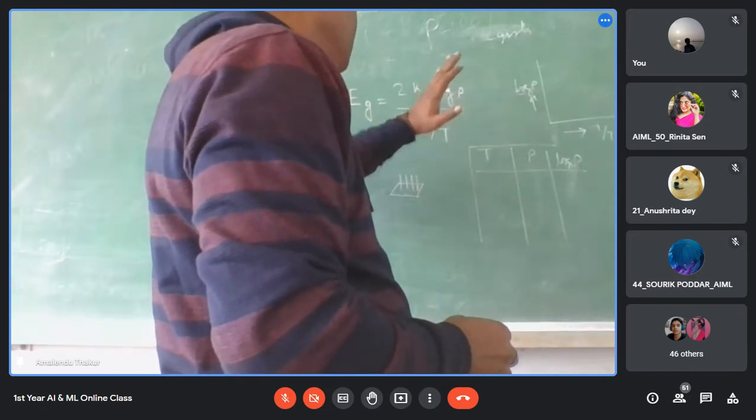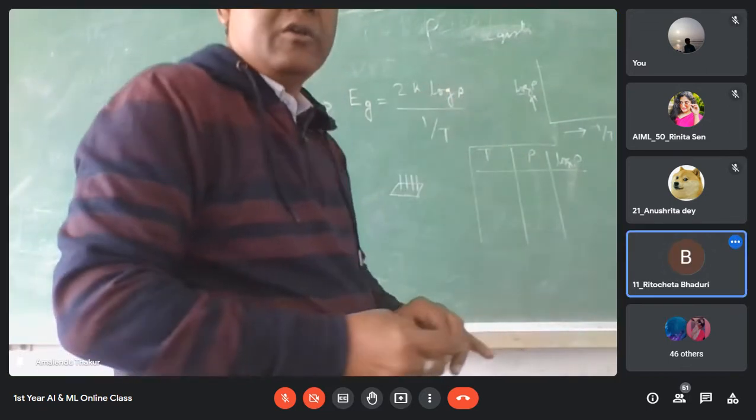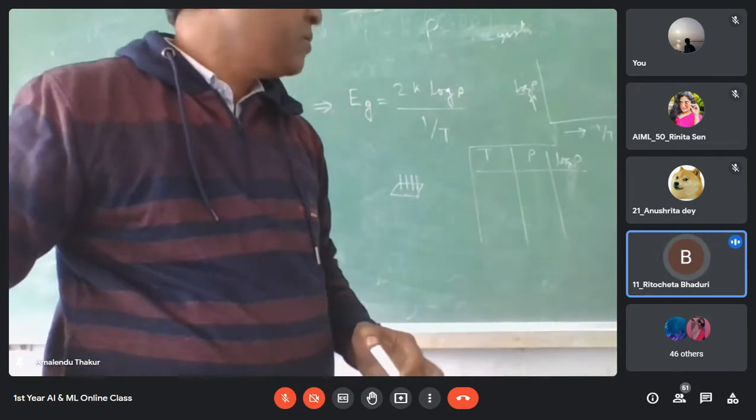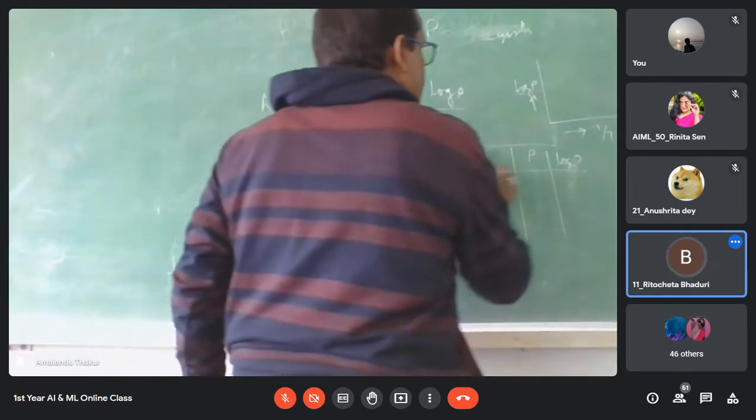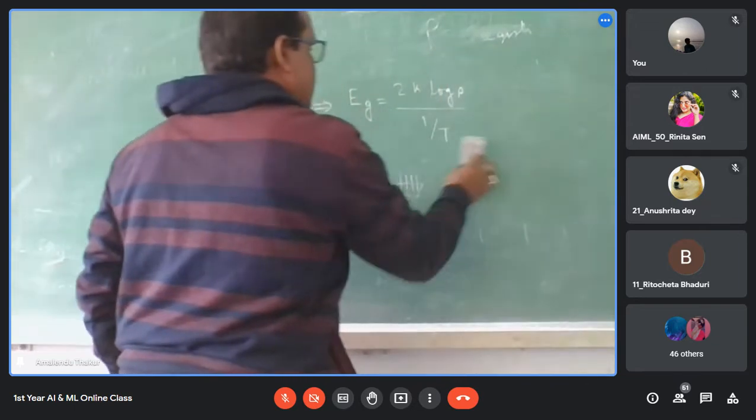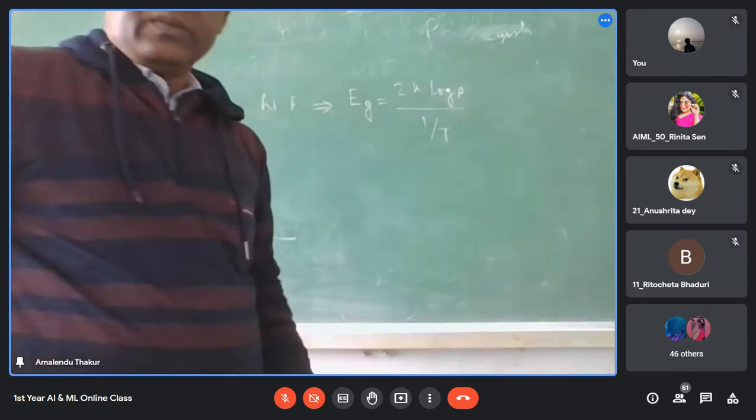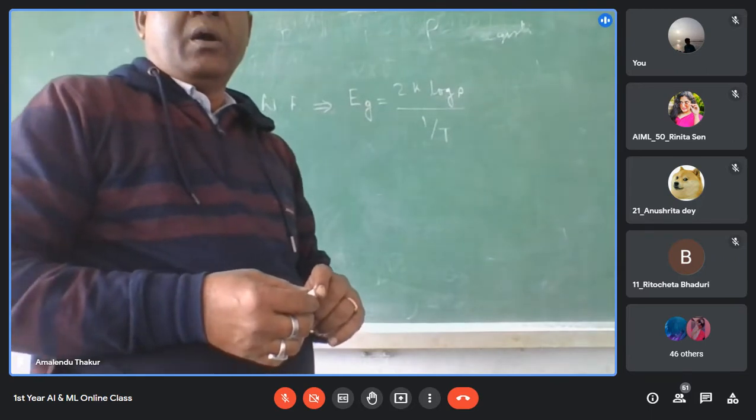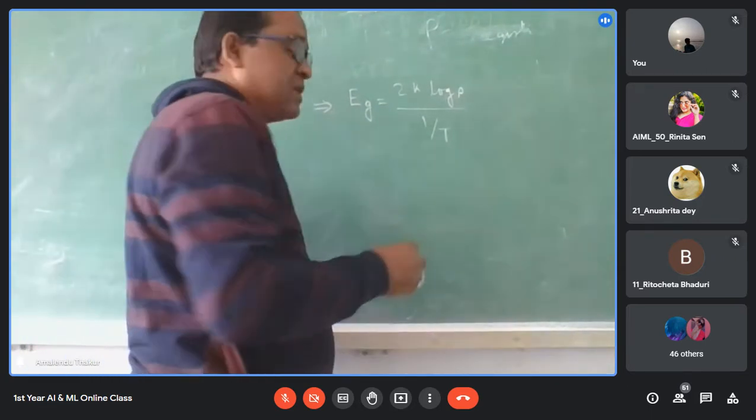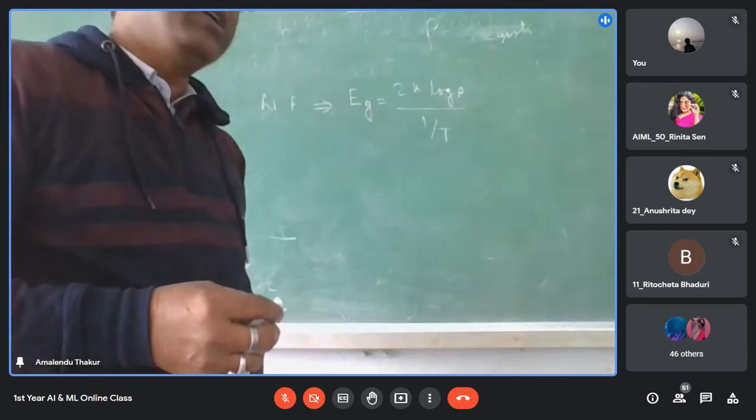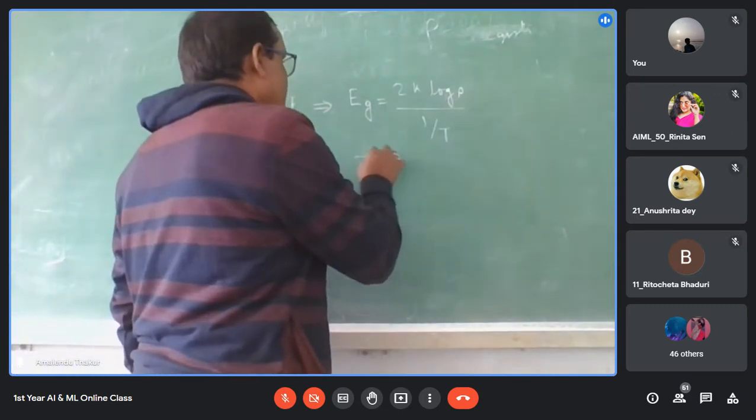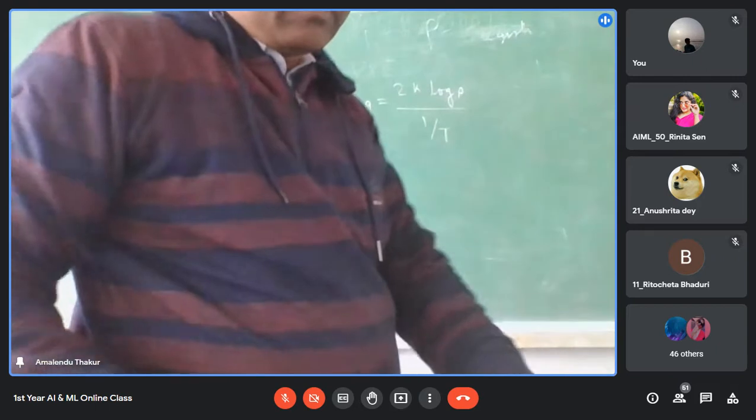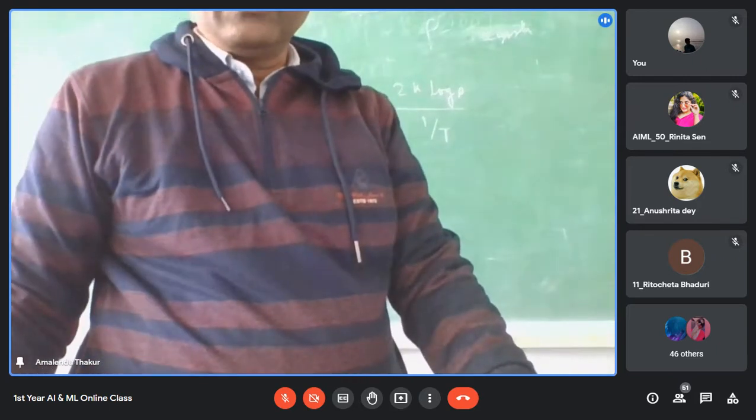So that part is not visible. That part of the board is not visible. Can you shift the camera? Okay. First of all, we measure the resistivity for different temperatures. One minute.